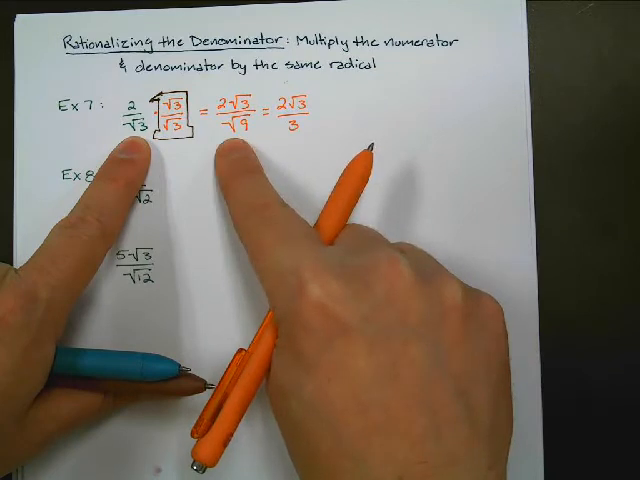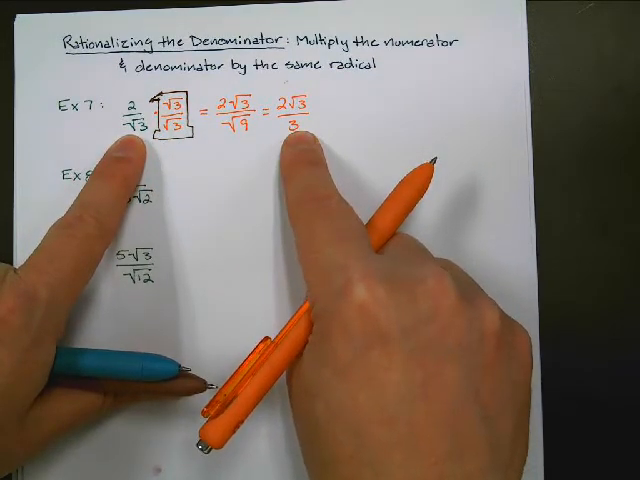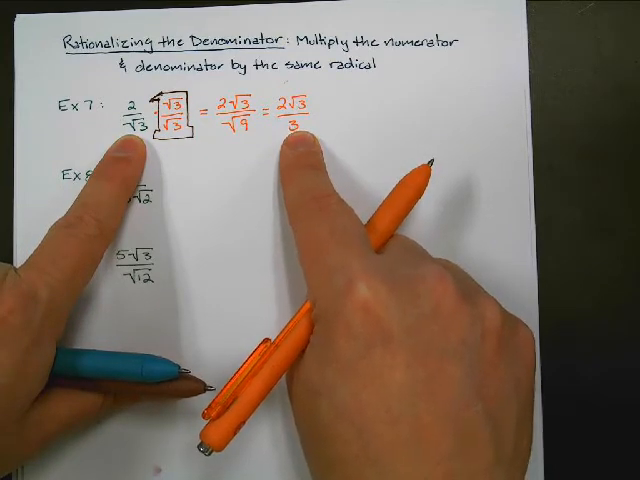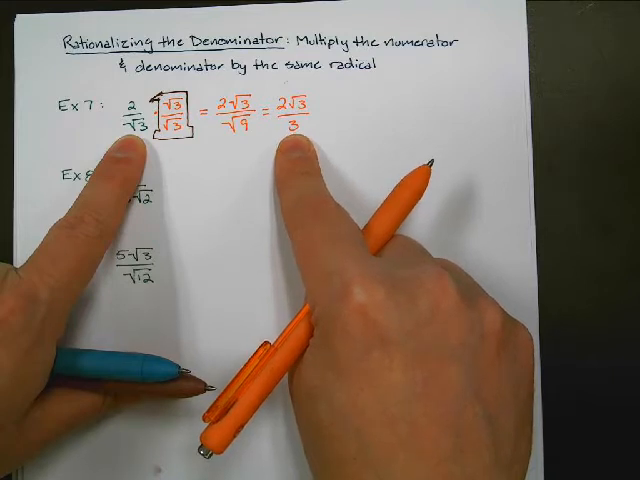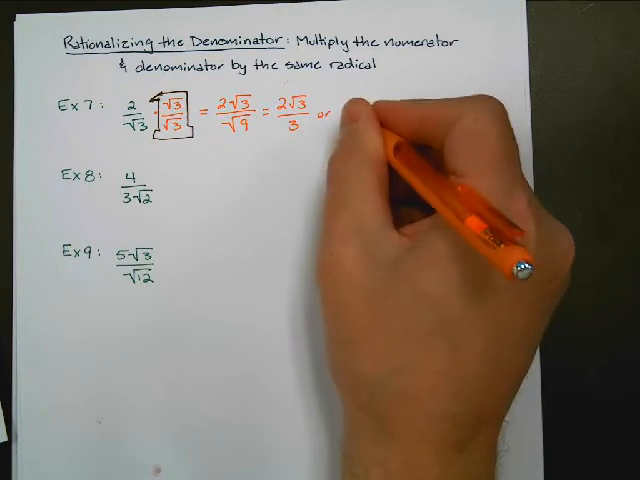I don't need to do the 9 here. Root 3 times root 3 would be 3. Root 10 times root 10 is 10. Root 1,000 times root 1,000 is 1,000. Any root times itself is just the number that's inside the root. So remember, we could have also written this as 2/3 of root 3.